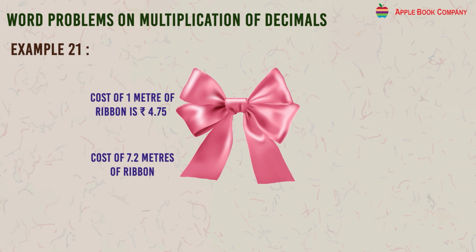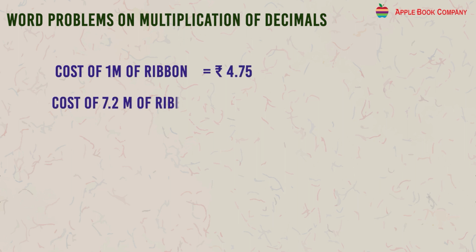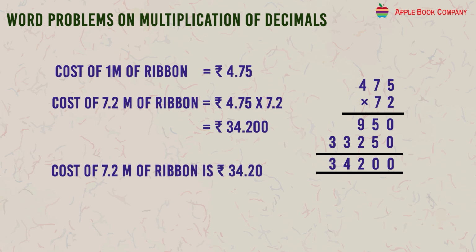Example 21. The cost of 1 meter of ribbon is Rs 4.75. What will be the cost of 7.2 meters of ribbon? The cost of 7.2 meters of ribbon will be equal to 4.75 into 7.2. You have 2 decimal places in 4.75 and 1 decimal place in 7.2. Do the normal multiplication and you get 3420. Since we have 3 decimal places, the cost of 7.2 meters of ribbon is Rs 34.20.